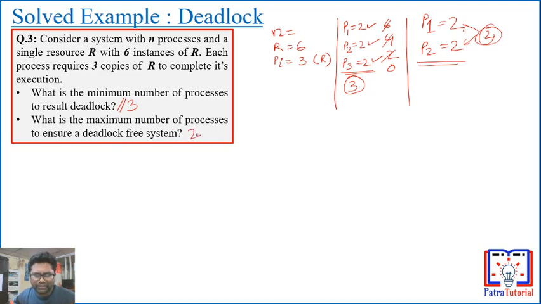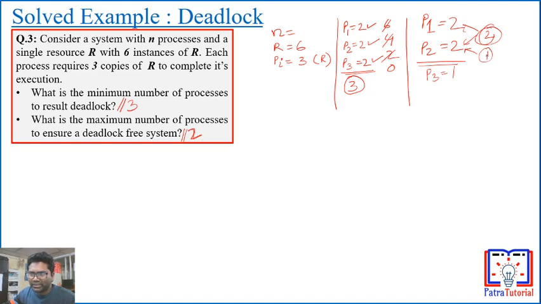Okay, this is 2. You might be thinking that I have 2 more instances. So I will take one more process, P3, and I will allocate 1 to this process, and I will keep one more here, then I will allocate this one. So that is possible, but that is not always possible.